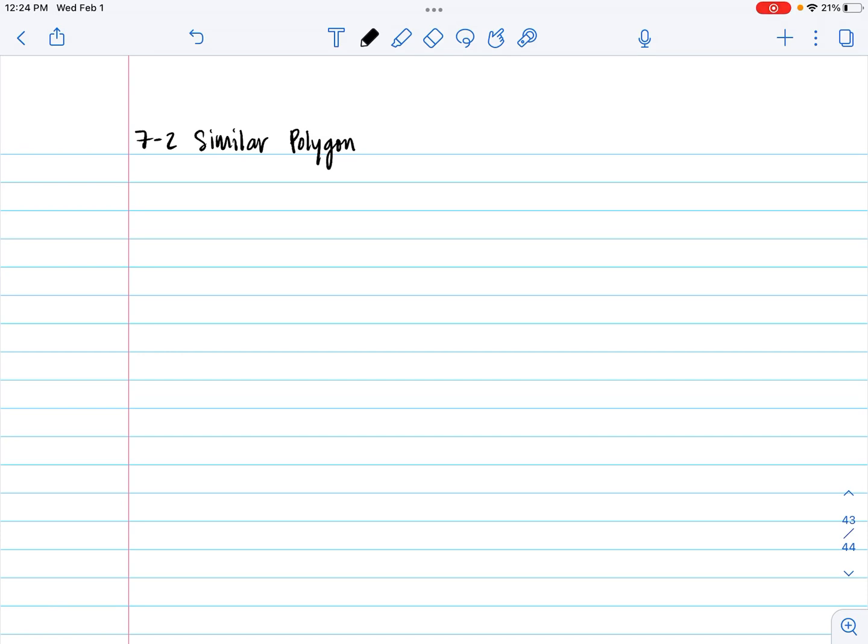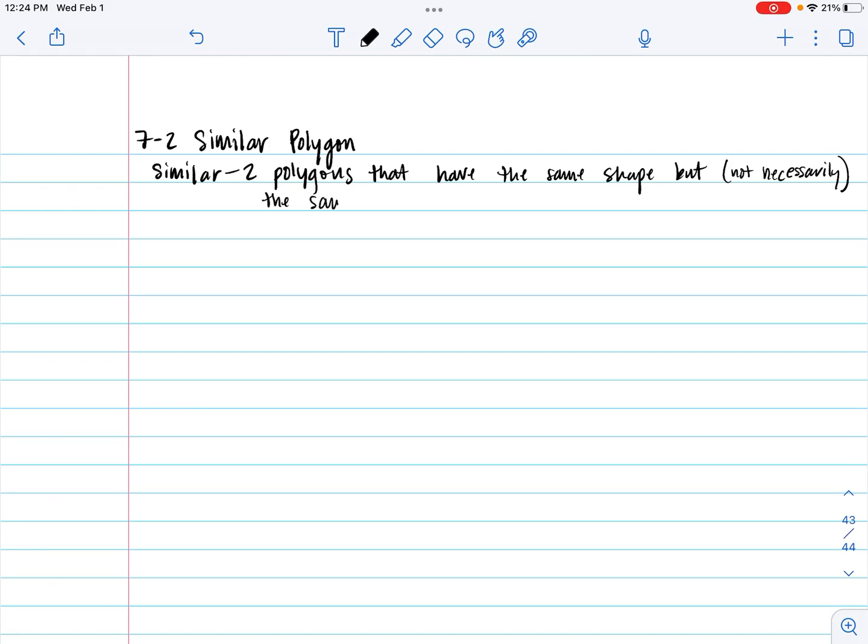Now, similar does not mean the same. Even though it sounds like it, it does not mean congruent. Similar means we have two polygons that have the same shape, but, and I'm going to put not necessarily in parentheses, not necessarily the same size.